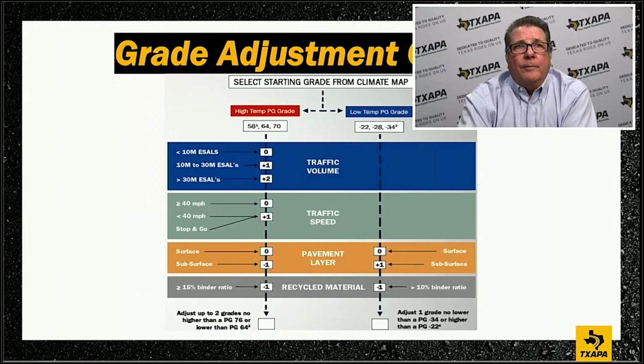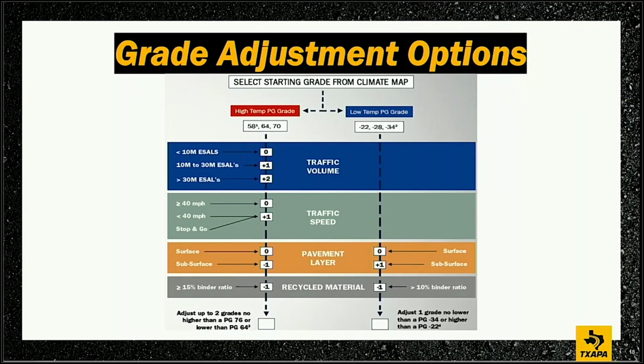All right, so here we are. This is the chart that we're going to talk about. This is called the grade adjustment options. Again, this layout is available on TxDOT. This is what TxDOT uses. And so we're going to start by selecting the grade from the climate chart.